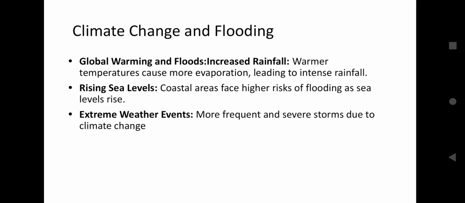Next, climate change and flooding. Global warming and flooding: increased rainfall. Definitely, global warming is happening, and year by year the temperature is increasing. The higher temperature causes more evaporation, leading to intense rainfall. The sea level is also increasing due to global warming. Extreme weather events: more frequent and severe storms due to climate change.